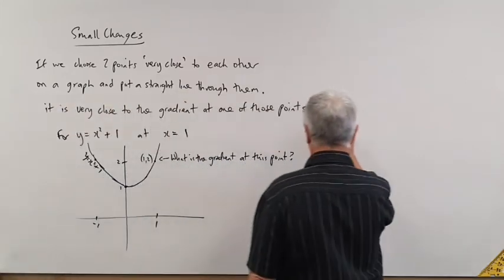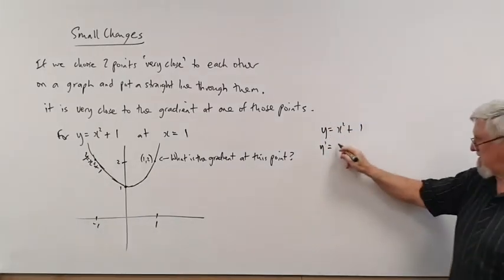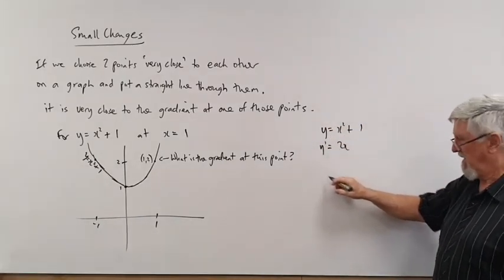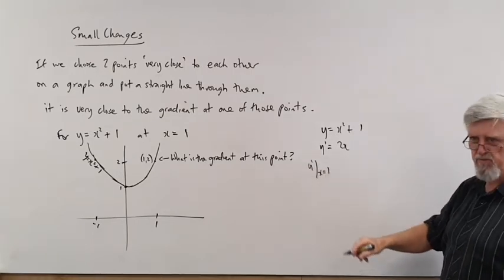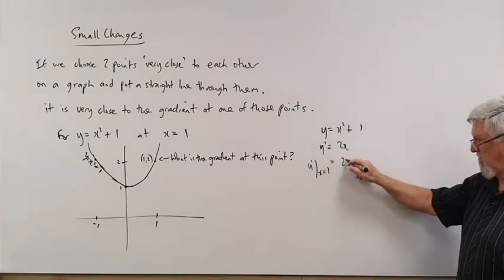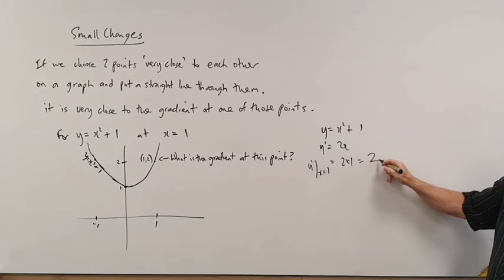How do I get the gradient? I start with y equals x squared plus 1, I differentiate it, what do I get? 2x, the 1 becomes 0, and I want the gradient for x equals 1, so I substitute, and I get 2 times 1, and I get a gradient of 2.